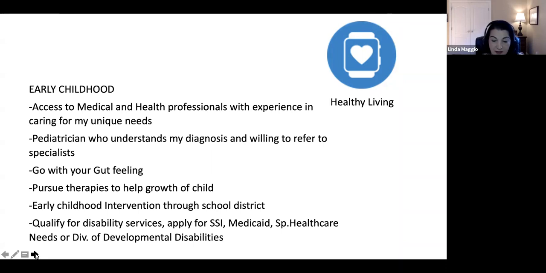Accessing early childhood intervention through your school district is also really important. And then see if they qualify for disability services, if you can apply for SSI, Medicaid, special health care needs, and work with the Division of Developmental Disabilities.